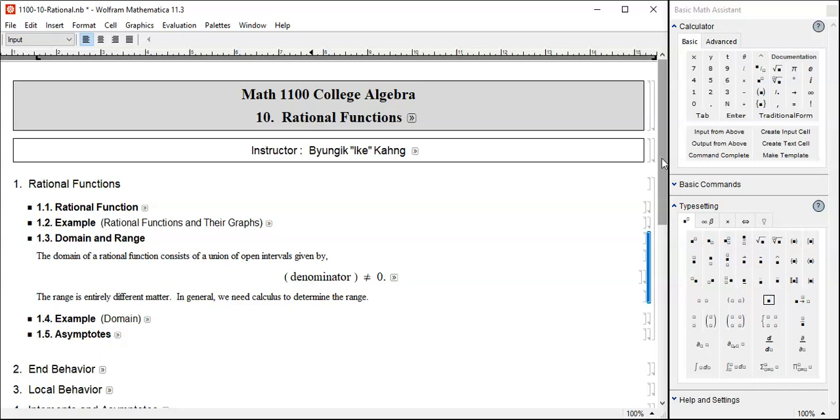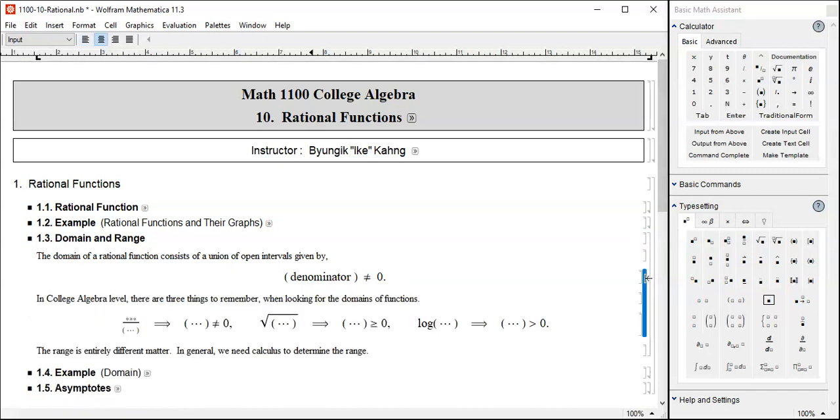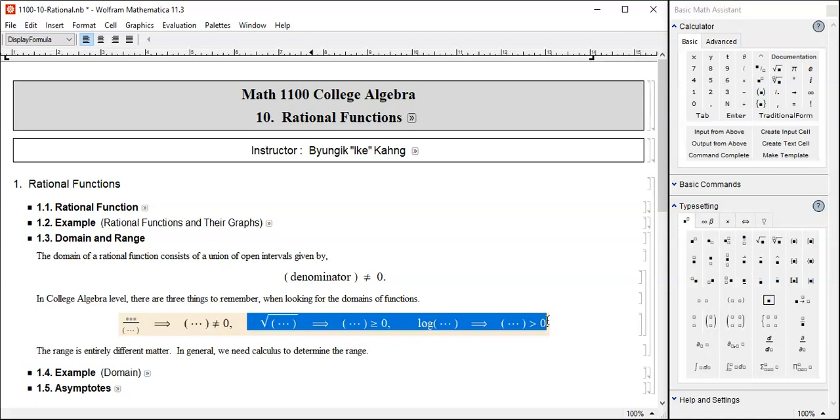I told you that there were exactly 3 things to remember at the college algebra level. Number 1, the denominator should be non-zero. Inside of a radical, especially an even radical, should be non-negative. And finally, inside of the logarithm should be strictly positive. Now, we didn't learn logarithm yet, so that's out for the time being. We don't have radicals yet, so that's also out. All we need to worry about is the denominator.